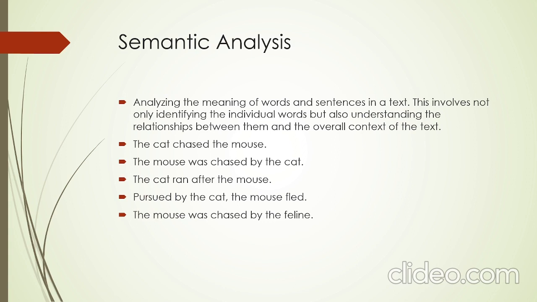The mouse was chased by the cat. The cat ran after the mouse. Pursued by the cat, the mouse fled. The mouse was chased by the feline. Here, all the five sentences have the same meaning, but these are totally different sentences with totally different forms of grammar.